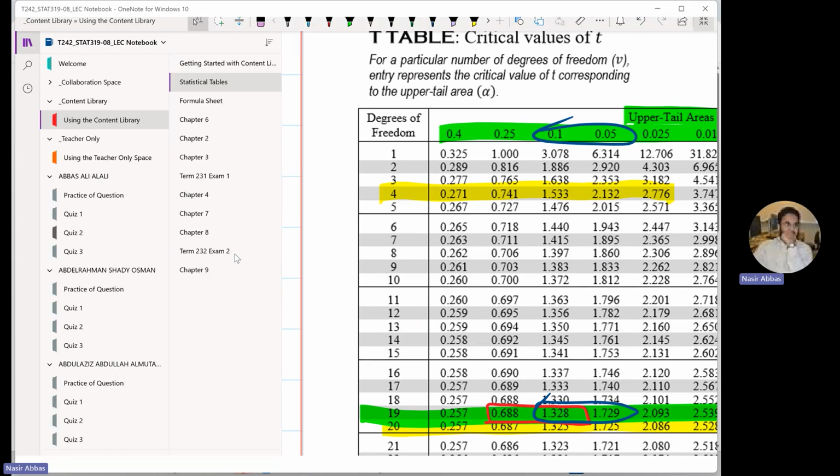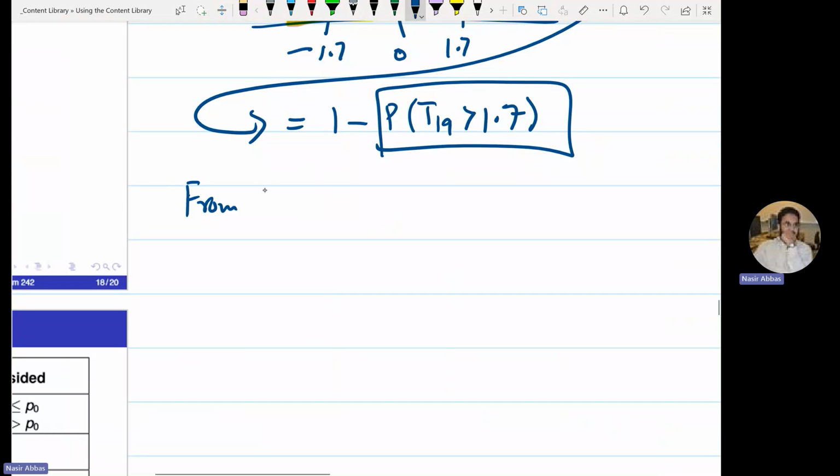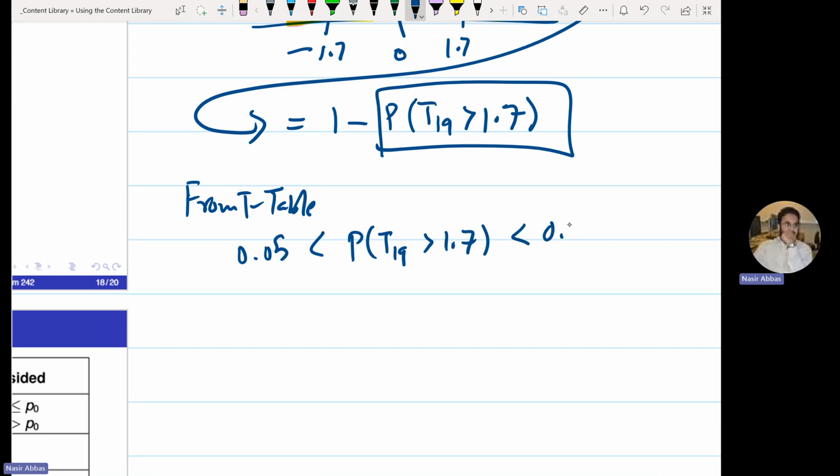From the table, I observed that the probability of T19 more than 1.7 is between 0.05 and 0.1. Is this the p-value? No. Here is the expression for the p-value. You have to manipulate this. Sometimes you'll have to multiply it by 2. Sometimes you'll have to take the complement of this one. Sometimes you have to multiply with minus and so on.